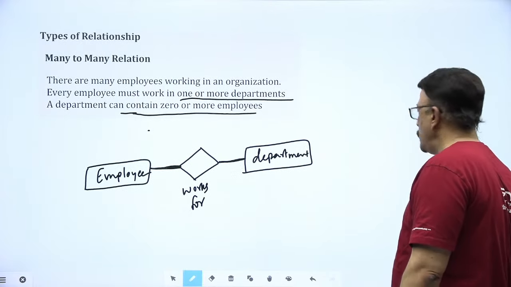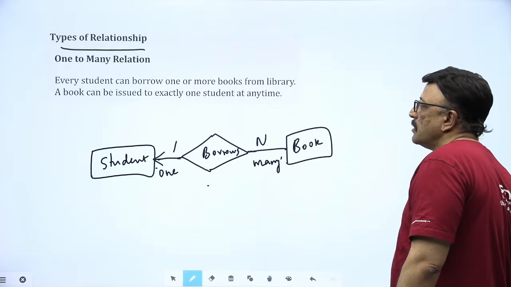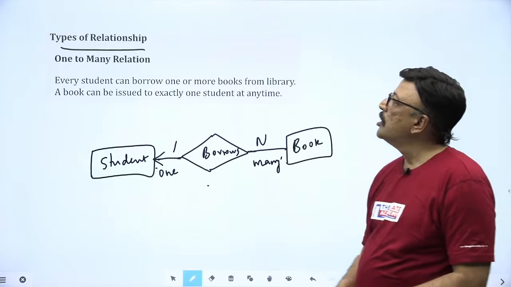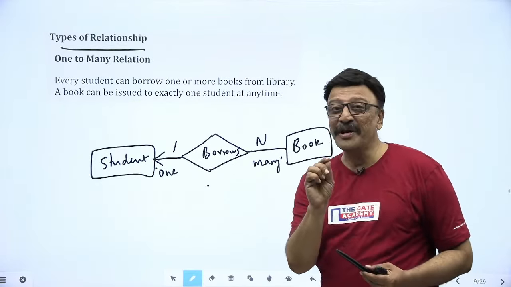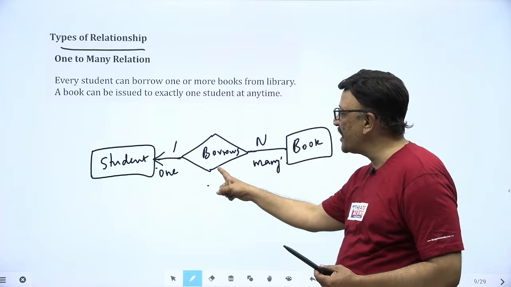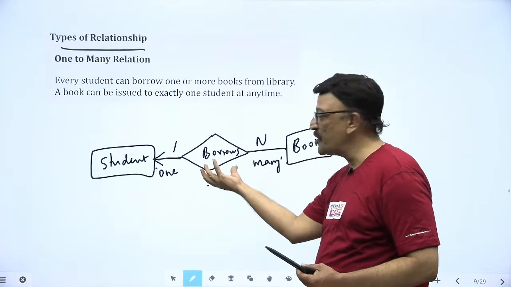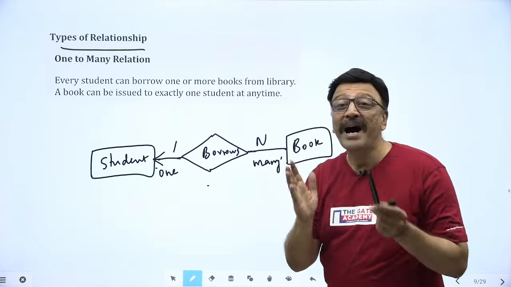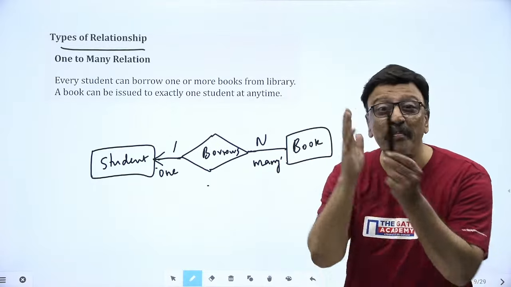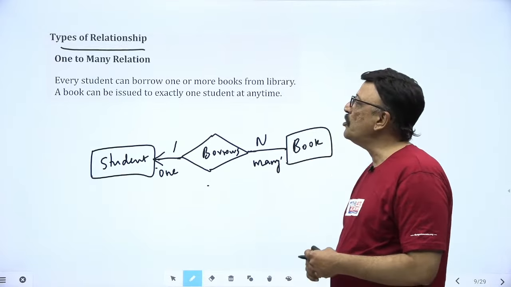Just see, one-to-many. Okay, here. One-to-many relation. We are talking about participation. We have already spoken about cardinality. We have spoken about relationship. We are talking about participation, total or partial. Okay, here we go.